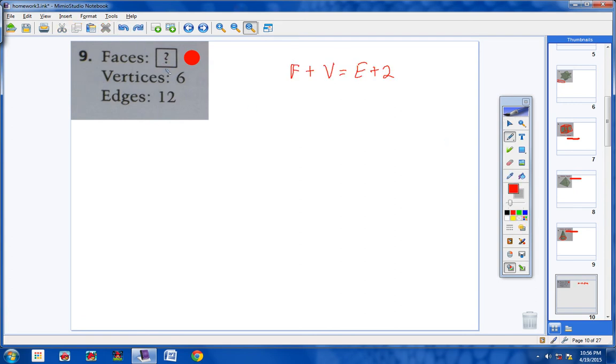So, we're looking for the faces. So where the F is, I leave it F. That's what we're solving for. V would be 6. E would be 12. Well, guys, 12 plus 2 is 14. Bring your 6 over and make it a negative 6. And you're left with F equals 8. My, that's really simple, okay?